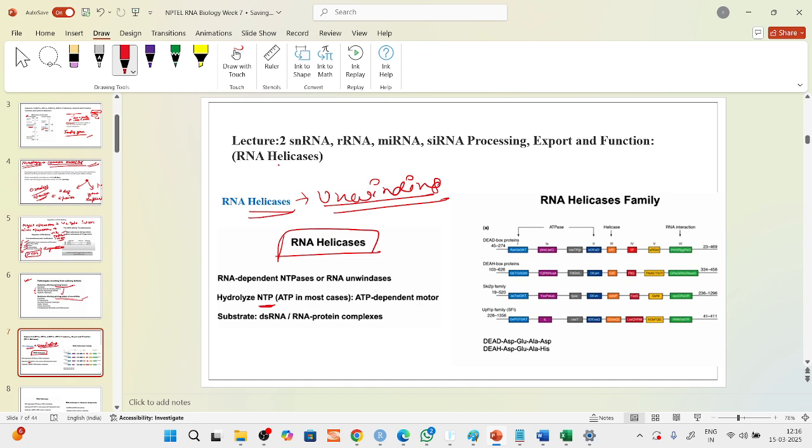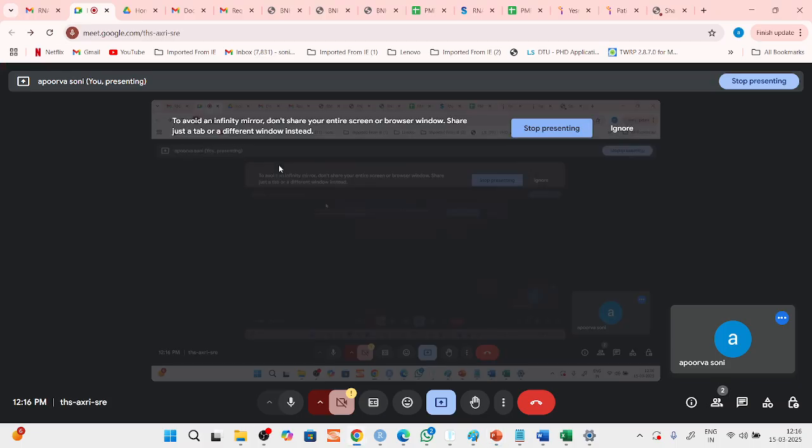So since they are RNA helicase, what is their substrate? Their substrate can be either your double-stranded RNA or it can be your RNA protein complexes. Anything can be your substrate. If the substrate is double-stranded RNA, it will only affect the double-stranded RNA. If the substrate is RNA protein complex, then it will affect the RNA portion of the RNA protein complex. And this is the RNA helicase family. So you can see the RNA helicase family comprises ATPase helicases. I mean, this is just the sequence of how it happens. Okay.